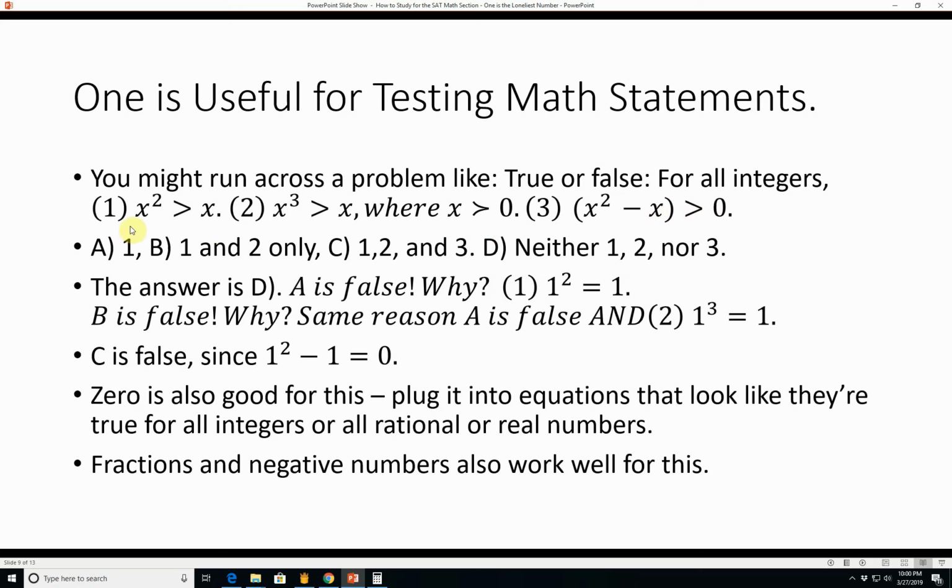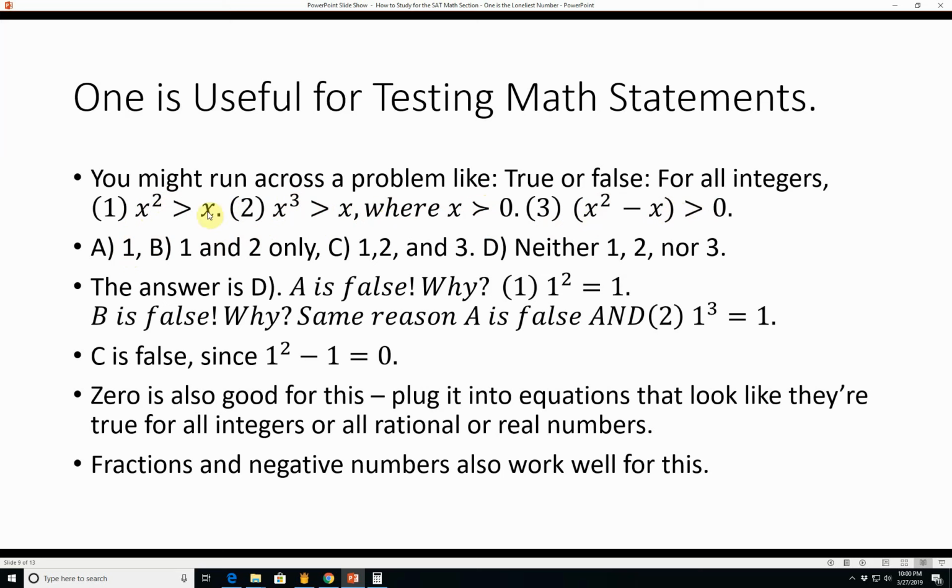Okay, so answer A might be only statement 1 is true. Well, you'd say, all right, 2 squared is 4. That's bigger than 2. That works. Let's see, 2 cubed is 8, which is greater than 2, and they're saying where x is greater than 0, so it's not like you're cubing negative 2 where you get negative 8, so yeah, that works. Then 2 squared is 4 minus 2, that's 2, greater than 0. That works, but what if you plug in 1?